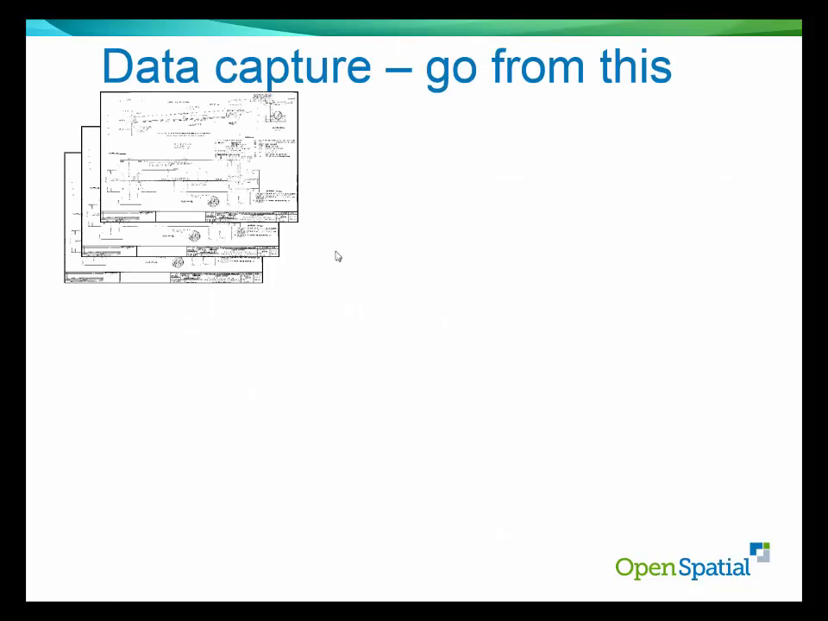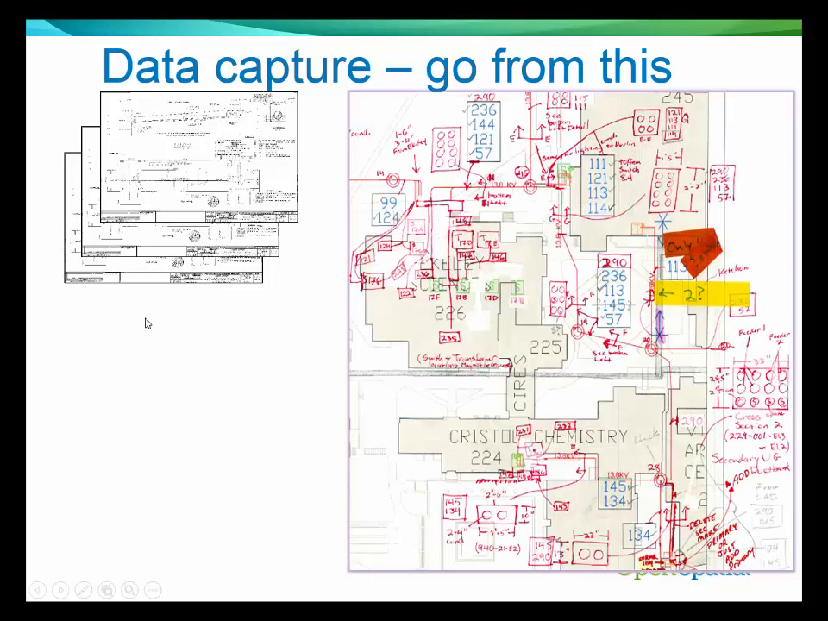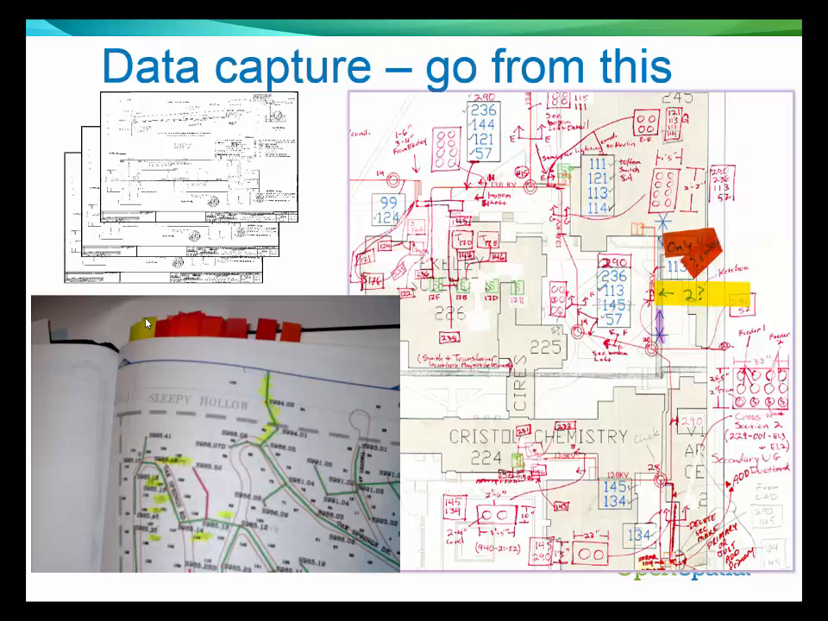A lot of places have this, and I'll just run through how we go from this to an attributed and intelligent data set. When I say this, I mean data that's in paper plans, in red lines, or in CAD drawings, or in map books.